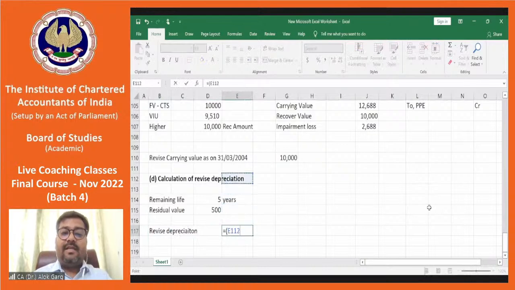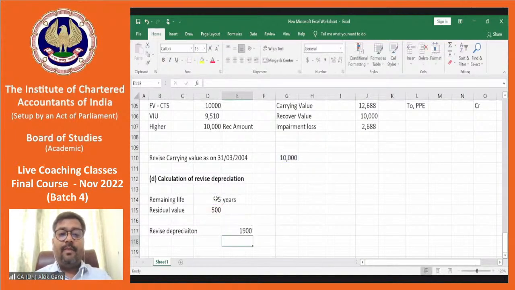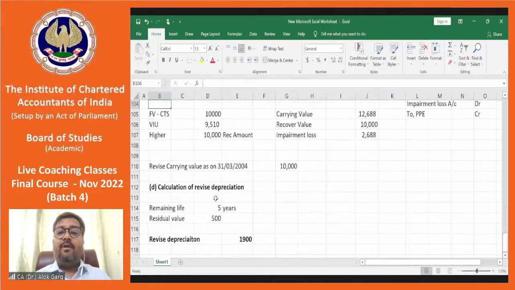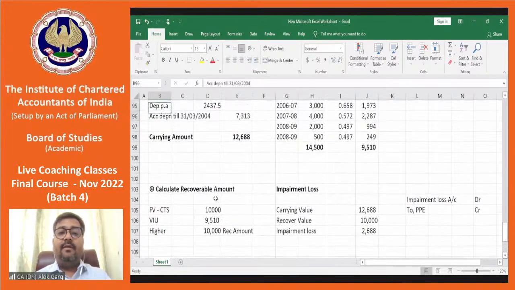Your 10,000 is the revised carrying value. You will receive 500 after 5 years, divided by life, which is 5 years. So this will give you 1900 of depreciation. So your revised depreciation will be 1900. I hope it is clear to everyone, guys.